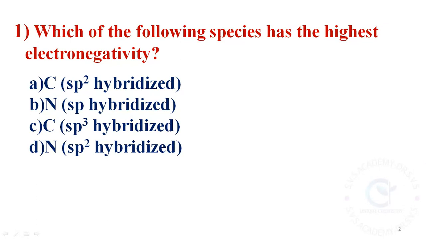In the case of hybridized orbitals, the percentage of S character influences the electronegativity value. For sp hybridized orbital, the S character is 50%, which is highest among the sp2 and sp3 hybridized orbitals. And nitrogen is more electronegative than carbon. So the correct answer is B, N-sp hybridized.